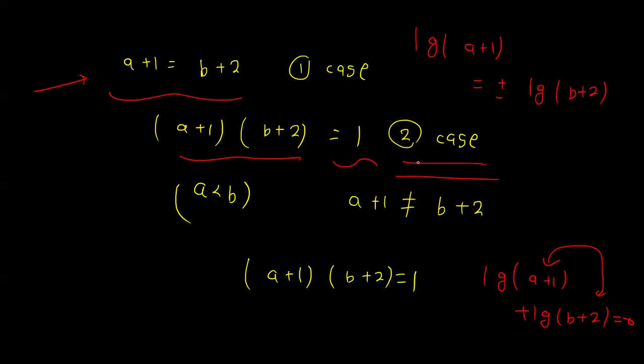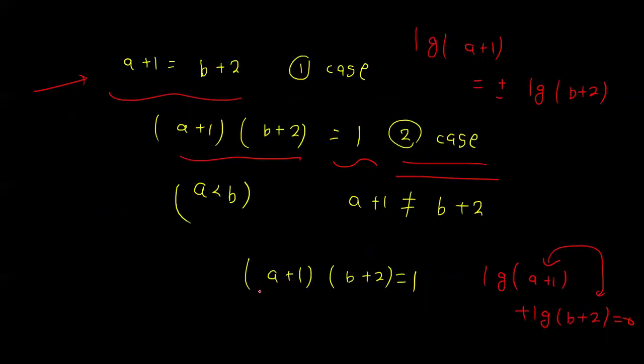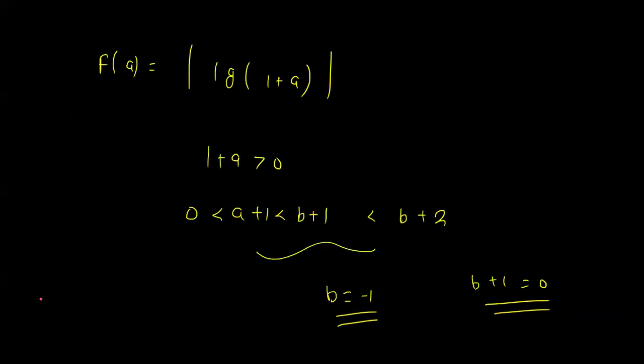So in this case, in the question it is given that a is less than b. So if a is less than b, then a plus 1 is less than b plus 1 and it is less than or equal to b plus 2. So this case cannot happen, so we disregard this. So the case remaining is this.